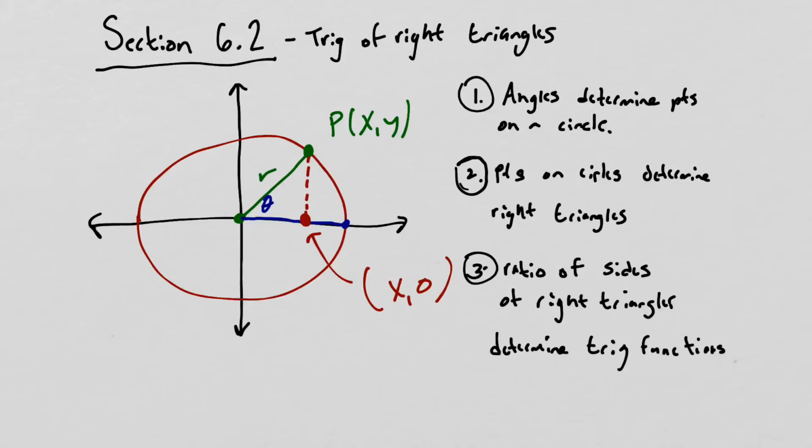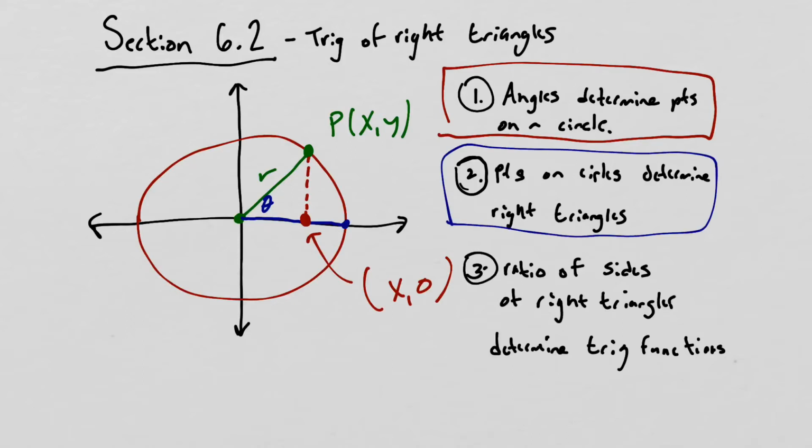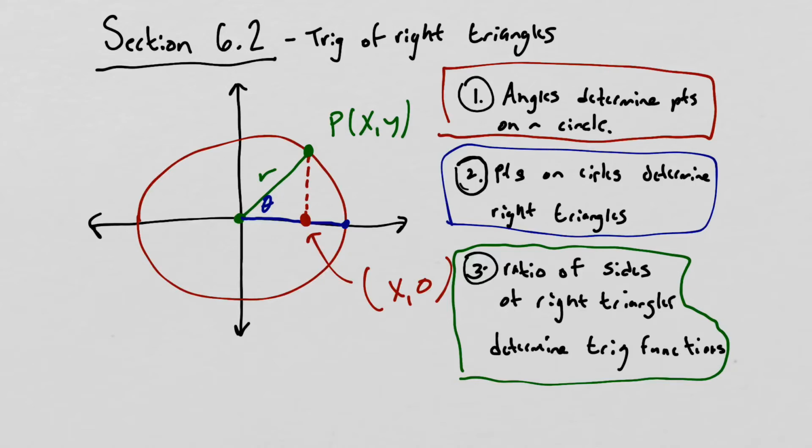Again, angles determine points on a circle. And points on circles determine right triangles. Further, ratio of sides of right triangles are going to be invariant under certain conditions, and this is how we're going to determine trig functions. More or less, for each angle, theta, we're going to associate a certain ratio of a right triangle. We'll now define trig functions and then summarize this section.